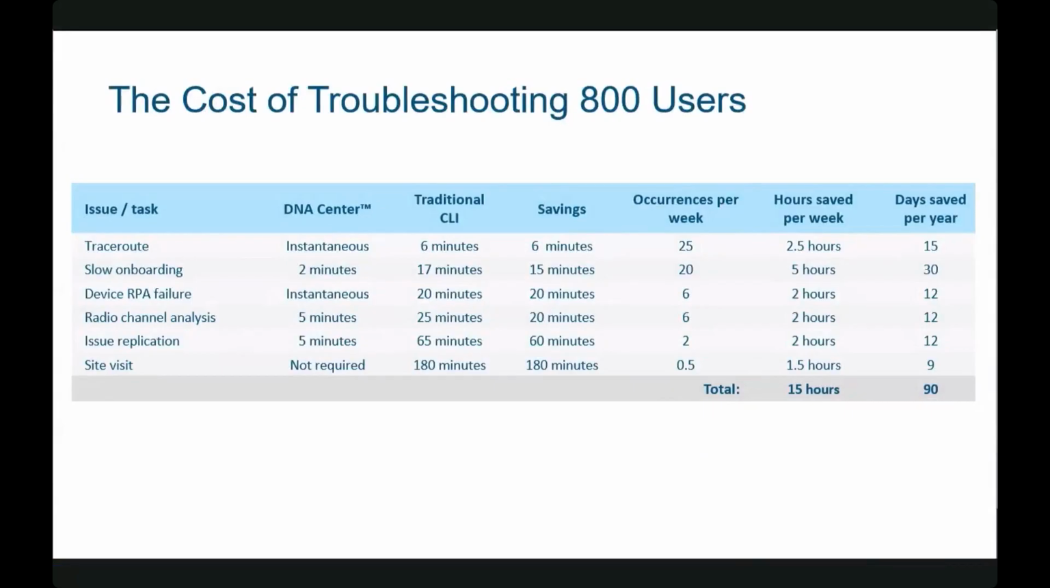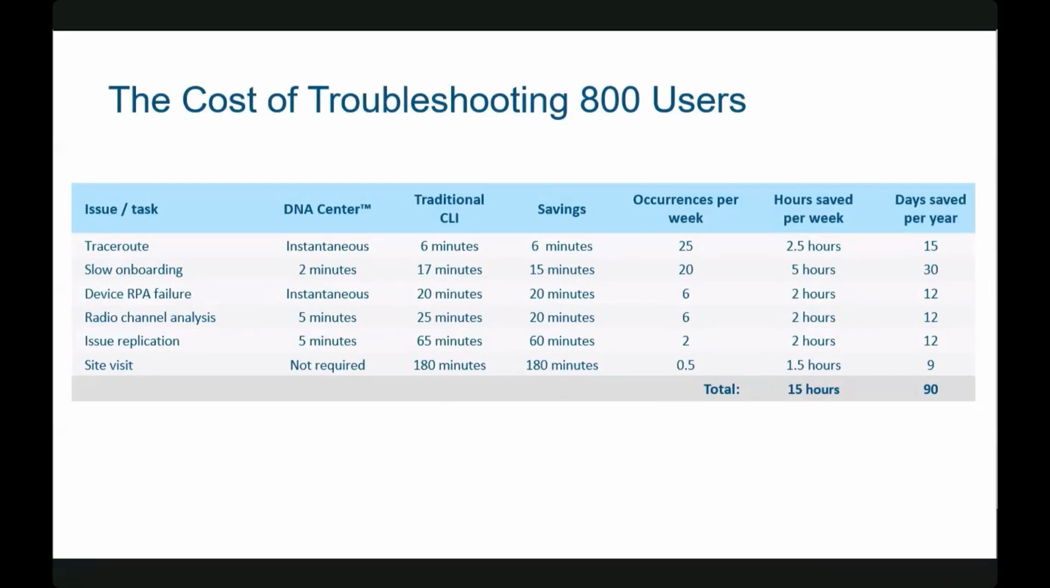But when it comes down to it, talking about large enterprise deployments and what Cisco DNA Center was designed to handle, imagine the cost of troubleshooting 800 users on a network over the course of a year. Take something as basic as a traceroute. With traceroute in Cisco DNA Center, you get instantaneous feedback, results, and analytics. With traditional CLI, a traceroute, and actually understanding it and making sense of it, would take you about 6 minutes on average. You're talking 6 minutes of savings immediately.